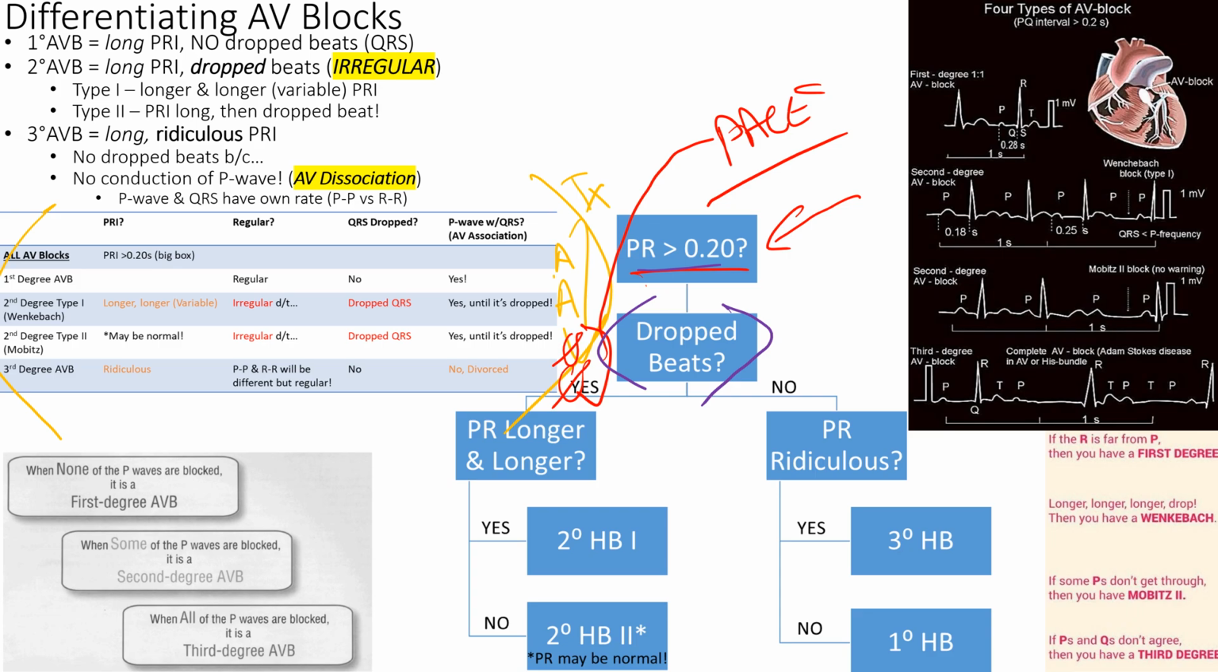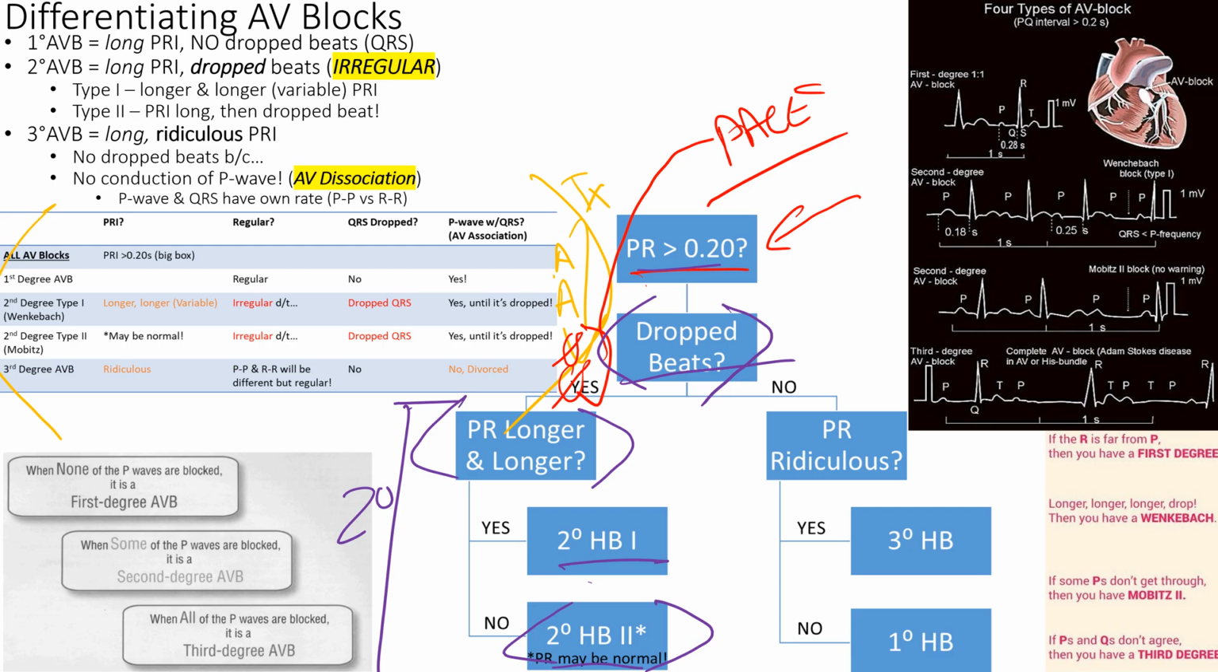So then I'm going on the second degree part, and I'm looking at, is it longer? That's a second degree type. So we're in second degree territory over here, right? So I have a second degree type 1 if I have longer and dropped, right? If I have dropped beats and the PR interval is the same every single time, what is that? That's second degree type 2. And yes, PR could be normal in that case. You're just seeing a normal sinus rhythm. Whoa, they just dropped a QRS. Look, they did it again. All right, that's a second degree type 2.